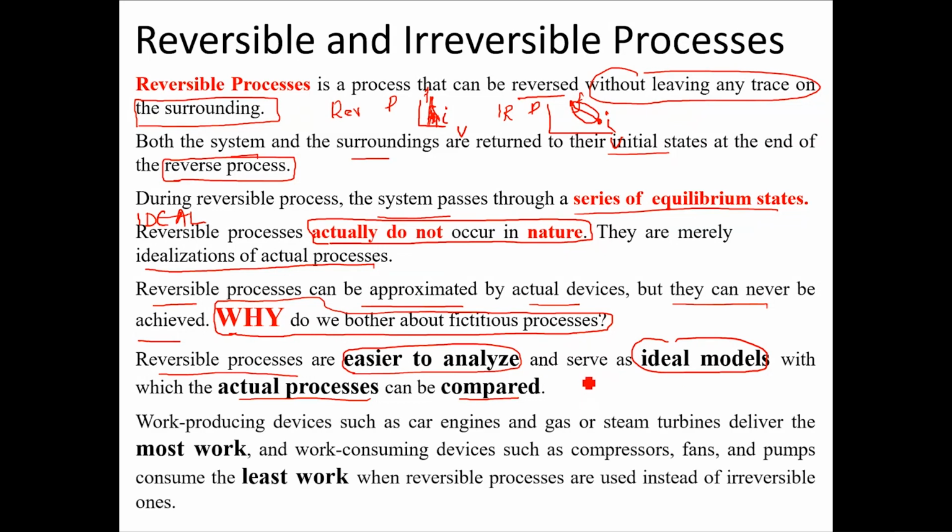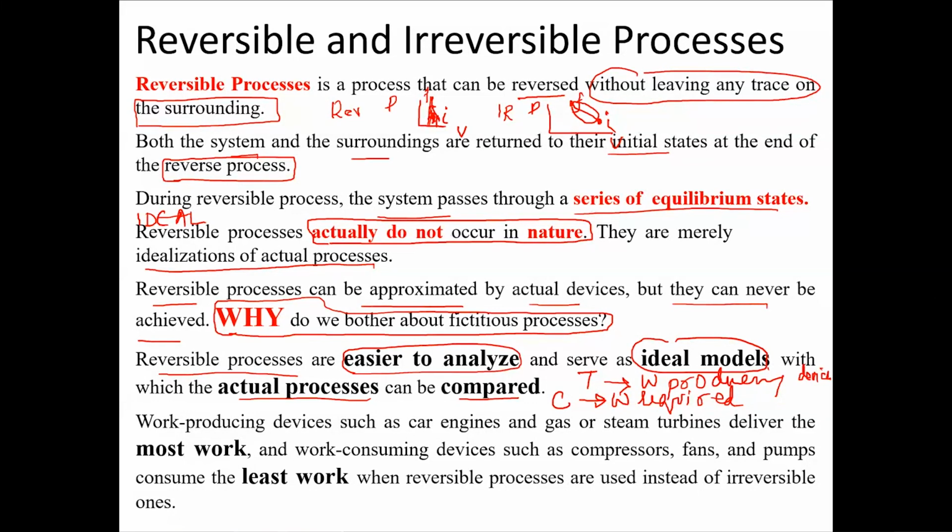In case of turbines, they are basically work producing devices, and compressors require work. So in an ideal world, or in an ideal process, do you expect a turbine to have maximum work produced or minimum work produced? Ideally, if the process is taking place ideally, what do you expect? A turbine would produce maximum work or minimum work? Maximum work, sir. Very good.